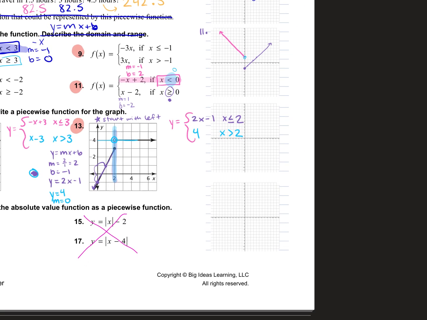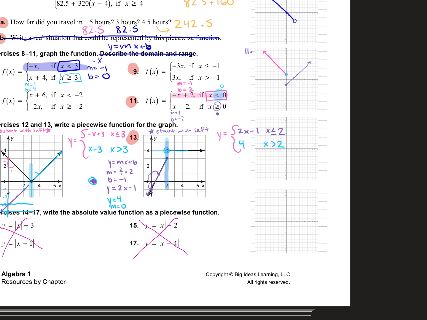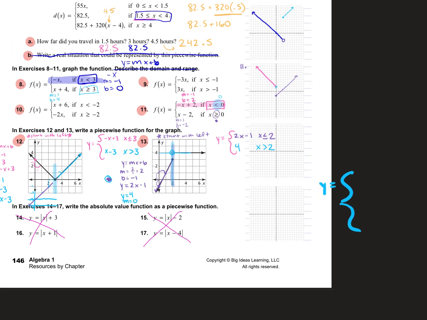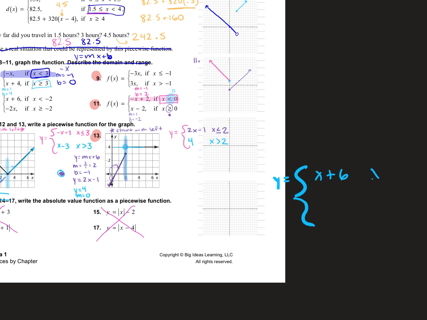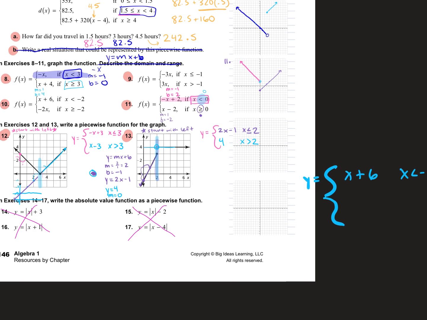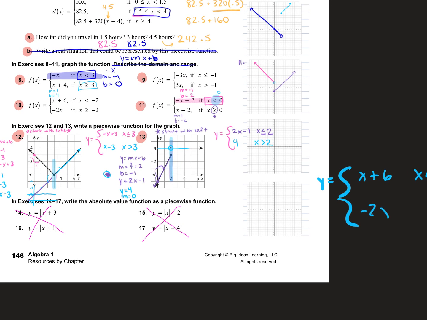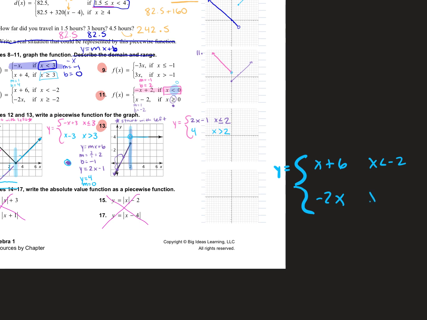I'm going to do number 10 also. I'm going to rewrite it so it's closer to the graph here. So y equals x plus 6, if x is less than -2, and -2x if x is greater than or equal to -2.